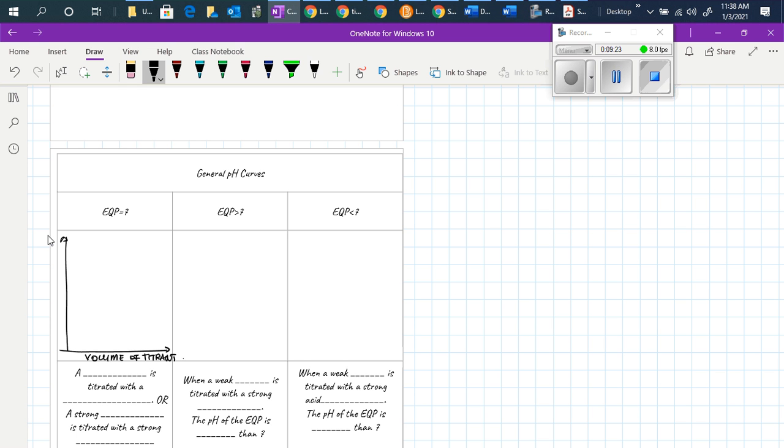And when we have a strong acid and a strong base reacting together, it goes like this. So this is strong acid and strong base. Okay, and then the pH is 7. And when we have a weak acid and a weak base reacting together, then what we will have is something like this: weak acid and weak base. And again, the pH is 7.